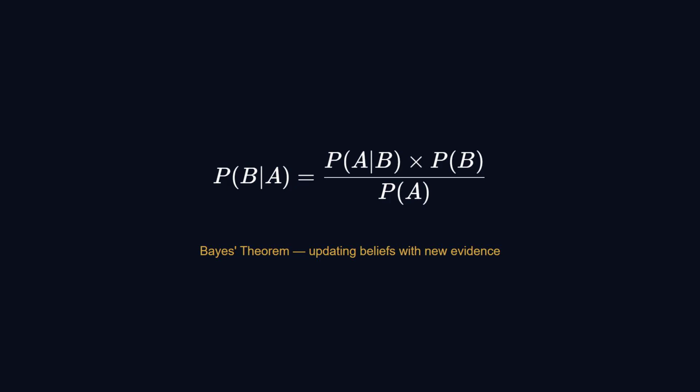P of B is your prior probability, what you believed before the new information. A is the new information that arrived. P of A given B is the likelihood. How probable is the new information if your original belief is true? P of A is the total probability of the new information under all scenarios. This is where the total probability rule feeds in. P of B given A is your posterior probability, your updated belief after incorporating the new information. The entire structure is prior times likelihood divided by evidence equals posterior.